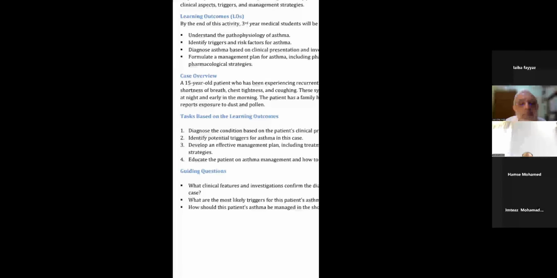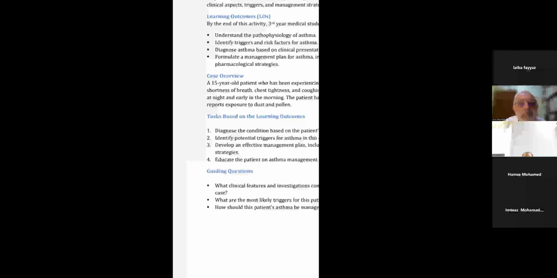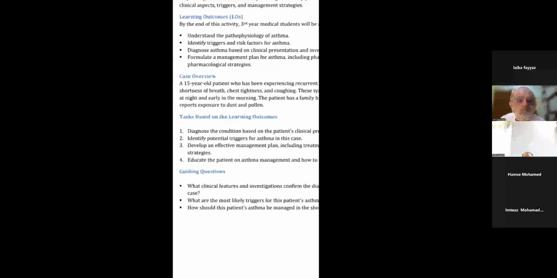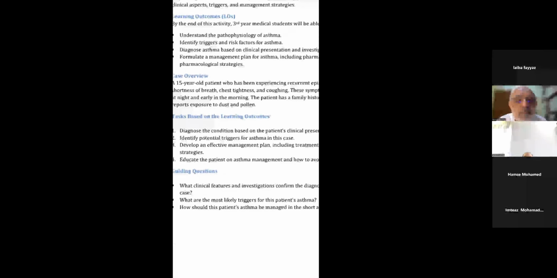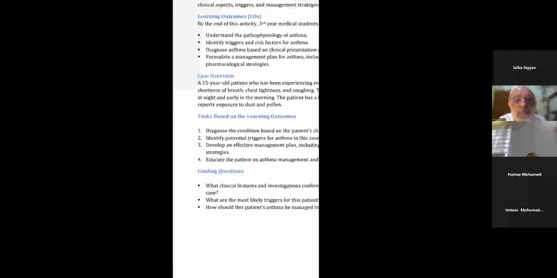So our guiding questions would be: what are the clinical features and investigations confirming the diagnosis of asthma in this case? It is very obvious in this case. What are the most likely triggers for this patient's asthma? And how should this patient's asthma be managed in the short term and also in the long term? The next page is how to conduct the session.